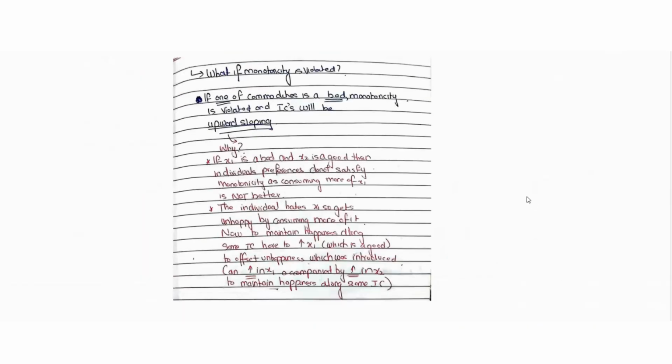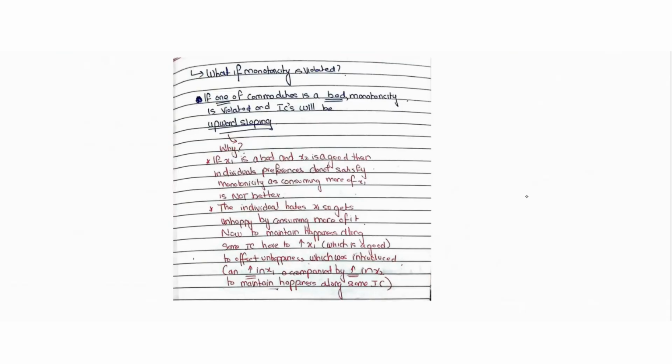So now what if monotonicity is violated? Monotonicity will be violated when all commodities are not goods. So it could be the case that either one of the commodities is a bad or both of the commodities are bad. In both cases, monotonicity is violated because monotonicity is the idea that more is better than less. So it's only satisfied when all commodities are good. So even if at least one of them is bad, it will be violated.